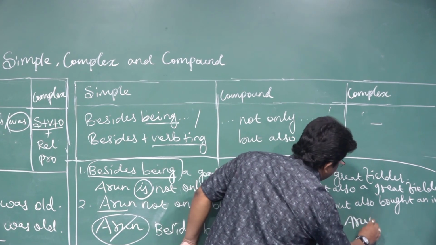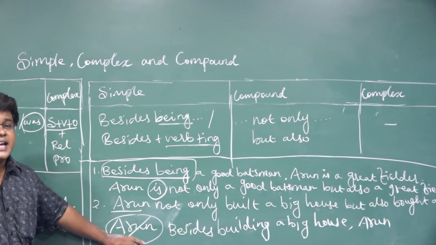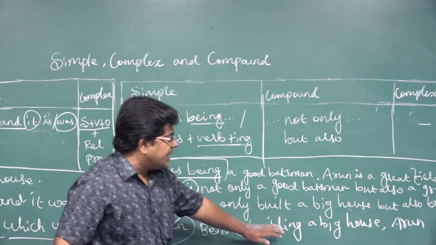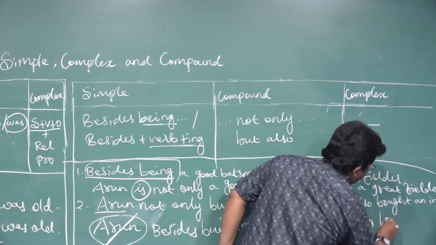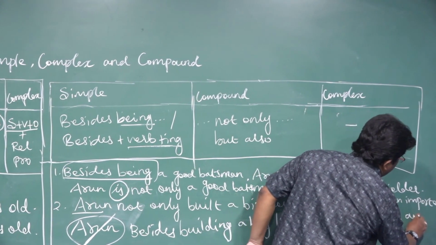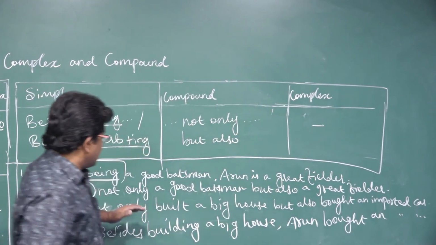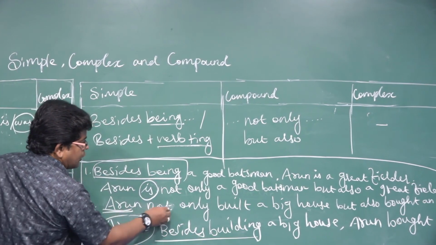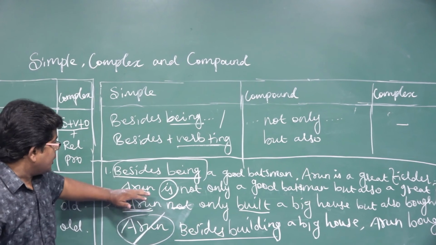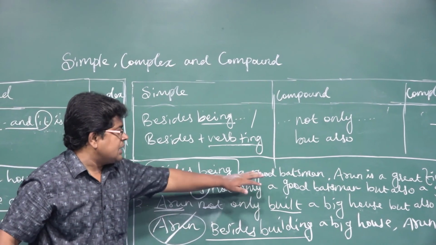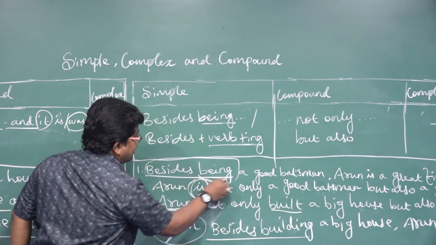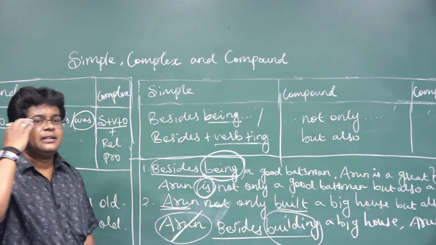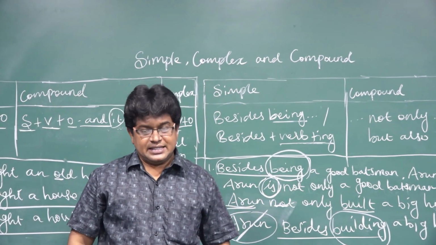Now we have to introduce the subject. Here we should not introduce it. In a phrase, you should not introduce the subject. So that's why I have given that mark. So besides building a big house, Arun bought an imported car. Do you understand the difference? Besides building means Arun not only built. Here they are giving Arun is not only a good batsman. If a be verb is there, use being. If a main verb is there, use verb plus ing. That is the difference between these two sentences.